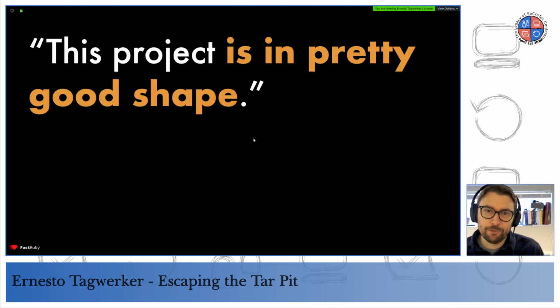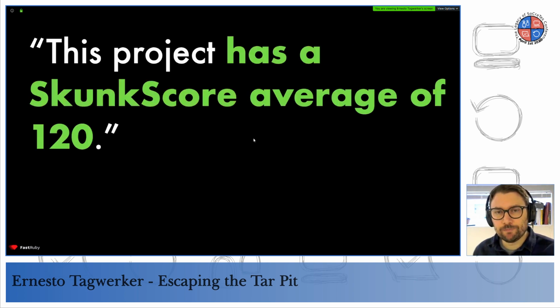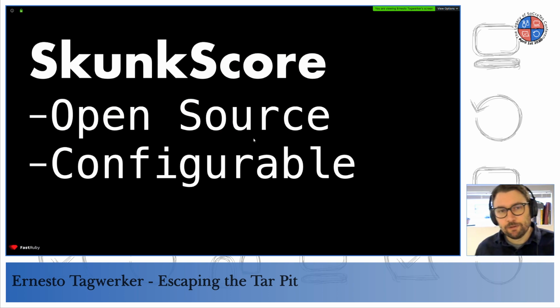Next time you evaluate a project, instead of saying, yeah, I looked at it and this project is in pretty good shape, maybe you can say, well, this project has a skunk score of 120 points. So we can have better conversations about this. The good news is that SkunkScore and Skunk is basically open source. Every single piece of code is out there and available, and it uses a bunch of other libraries that are open source. And it is configurable. So you can use your software quality baseline to configure the tool to live up to your standards.